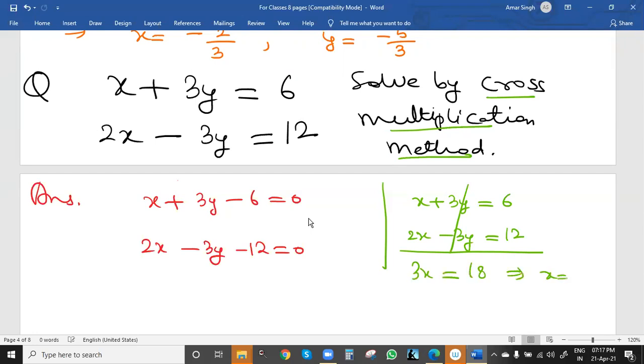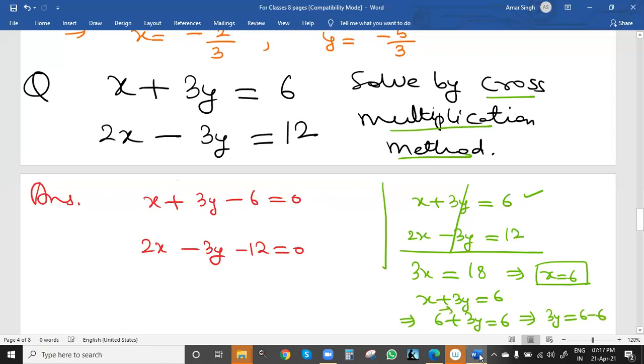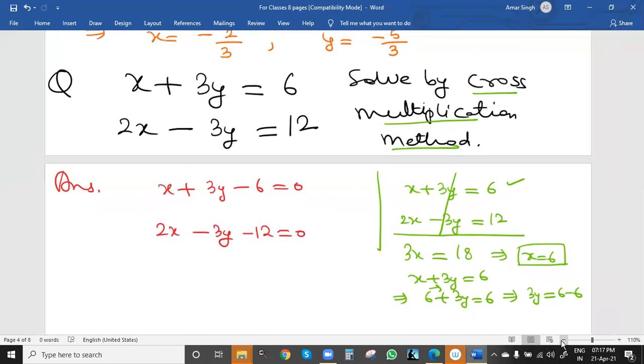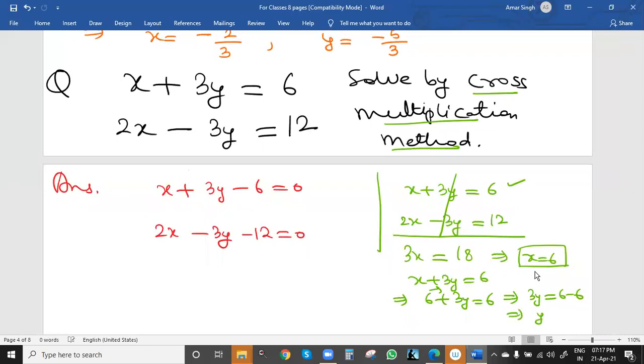So here we got the x value as 6, and the y value we can get by putting the x value in any one of the equations. Let me take the first one because we have a plus sign. So x plus 3y equals 6. x was 6, so 6 plus 3y equals 6. The 6 cancels, so 3y will be equal to 6 minus 6, because 6 will go to the right hand side. 6 minus 6 is 0. So 3y equals 0, so y equals 0. So these are the x and y values which will prove very helpful in the cross multiplication method.